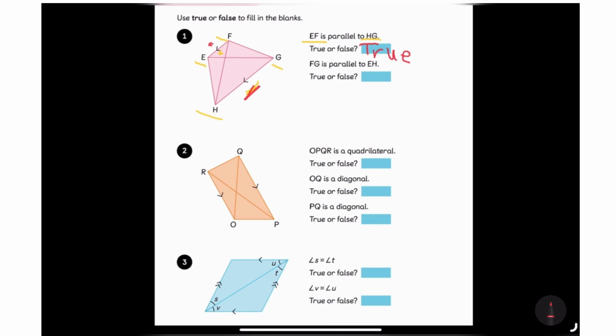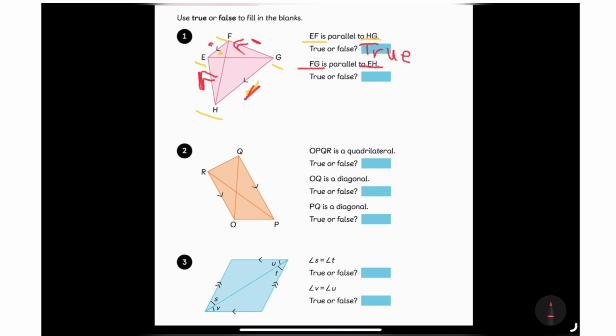It says, the second sub-question of the first one, FG is parallel to EH. So it's saying this FG is parallel to EH. What do you think the answer is? Would it be true or false? Of course, it is false. Why? Because there are no two arrows given here, right? The main sign or the key is not given. Therefore, I will say it is false, or I can write here as well it is false.